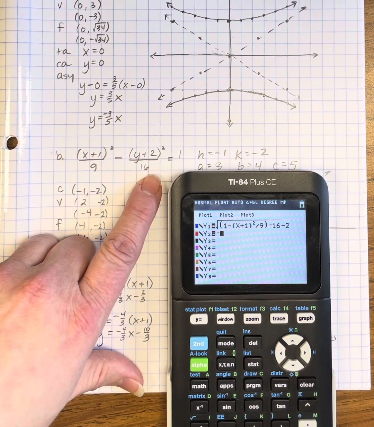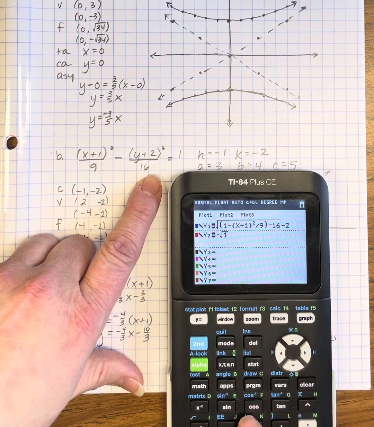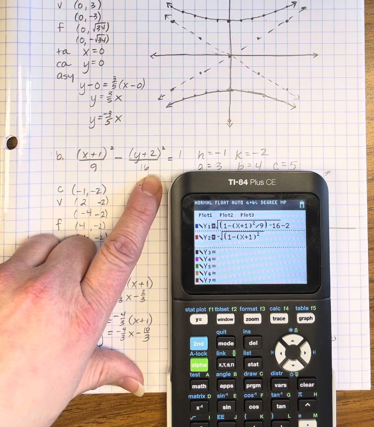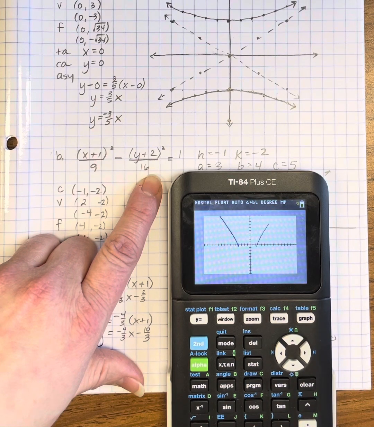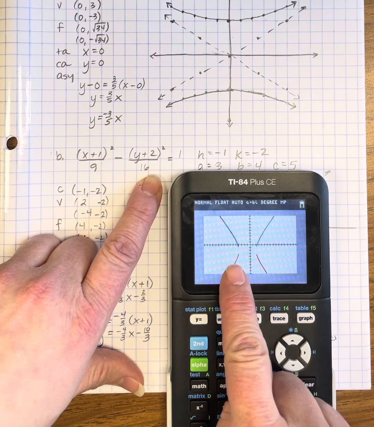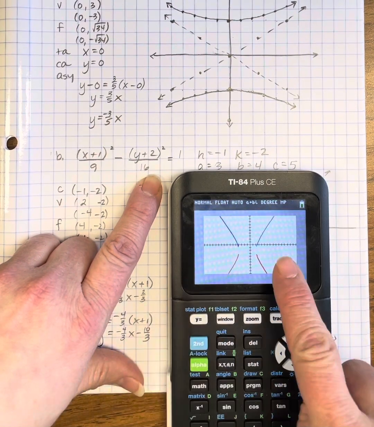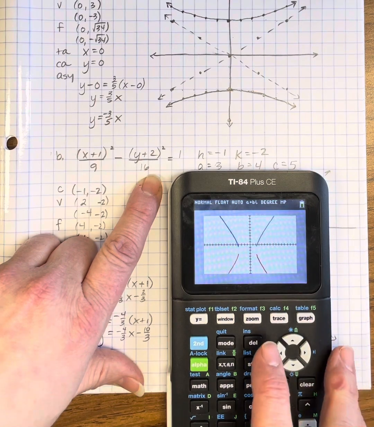And then the other half is going to be a negative square root of 1 minus (x plus 1) squared divided by 9, times a negative 16, and then outside still minus 2. There's that situation again that the calculator likes to do. On both of those, there should be no gap there.